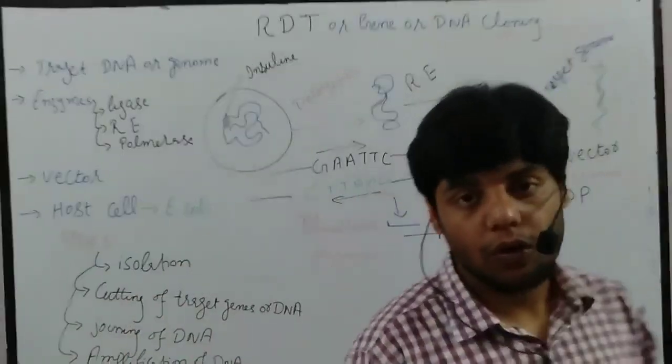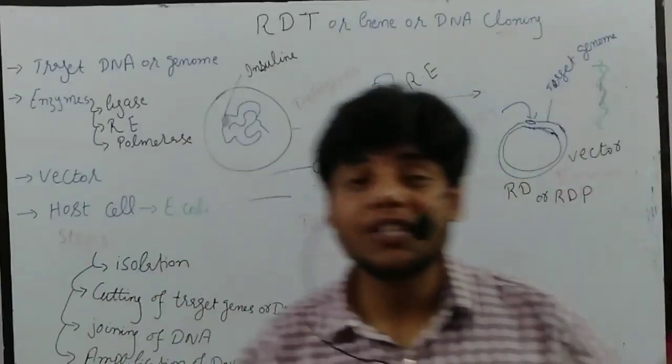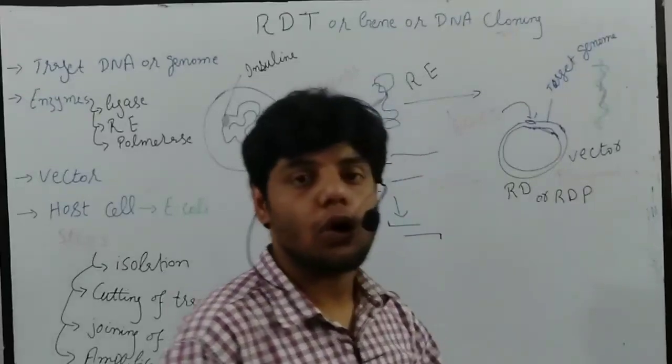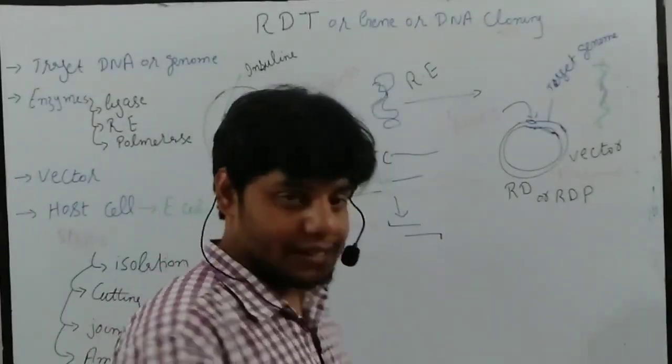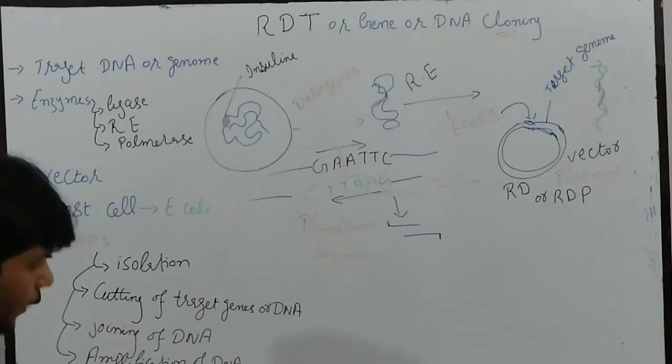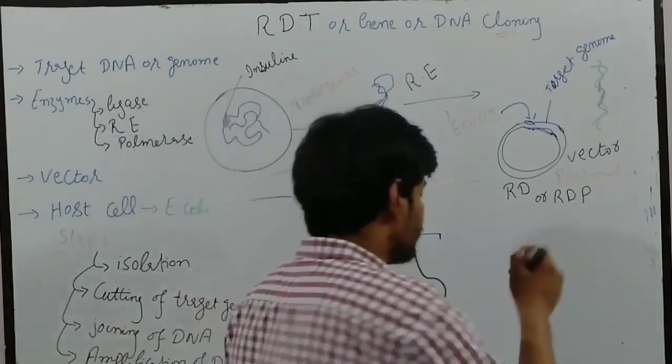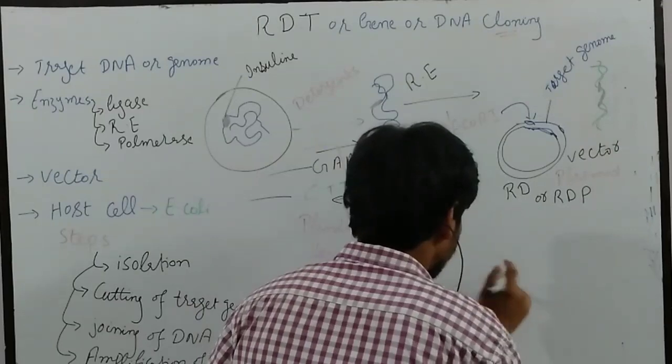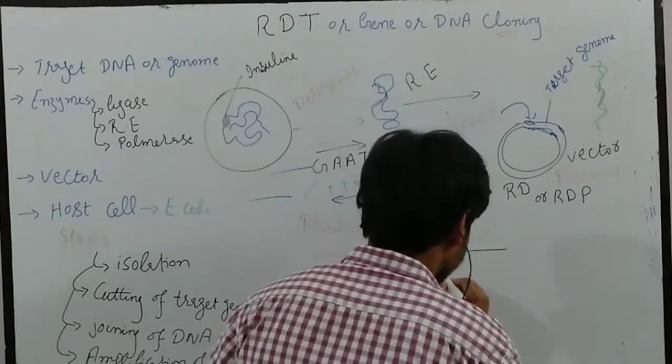Now after that, what should we do? We should transfer this recombinant DNA to a host cell. In this case, as I told you, we use a bacterial cell, and usually we use an E. coli cell.